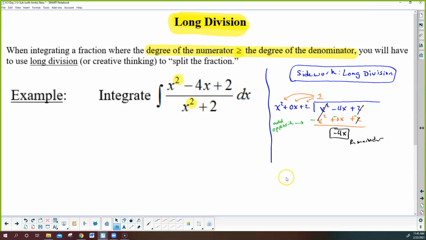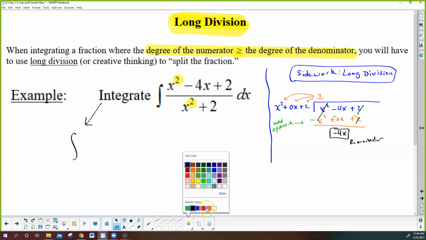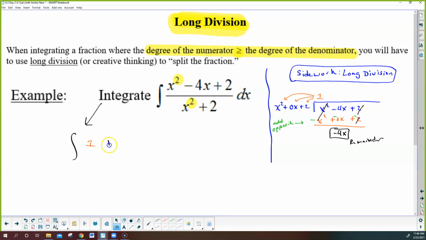Okay. So there's the long division. And we do that now so we can rewrite the integral. I want to rewrite the value of this and talk about, well, what is it? It's 1 plus the remainder over whatever we divided by.